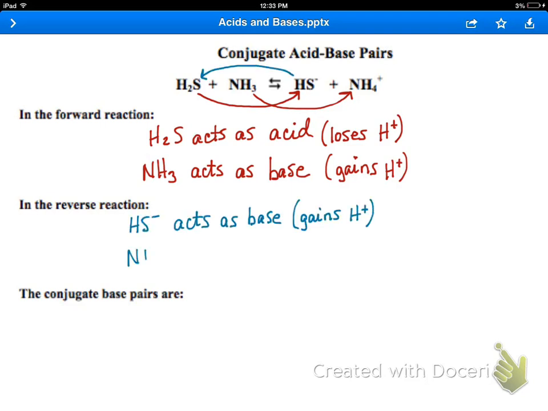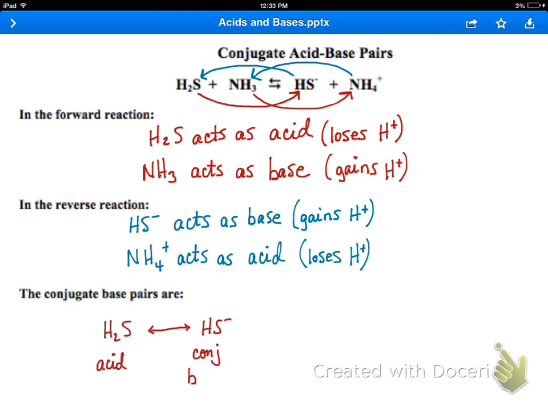So in the reverse reaction, HS minus here gains a proton and NH4 plus loses a proton. So everything is the opposite. So the acid becomes a base and the base becomes an acid. And we call these pairs conjugate base pairs.